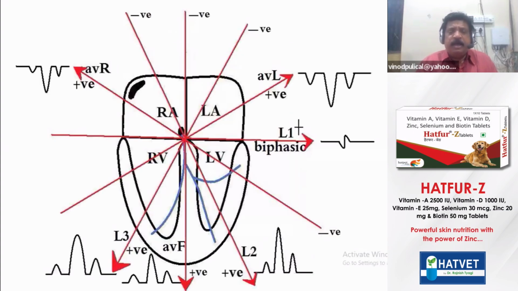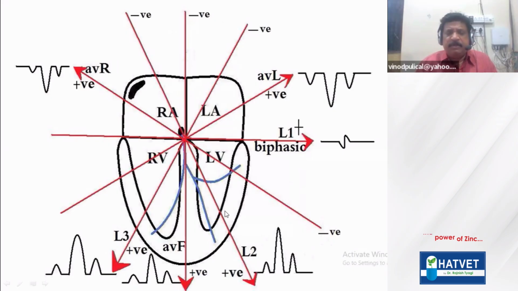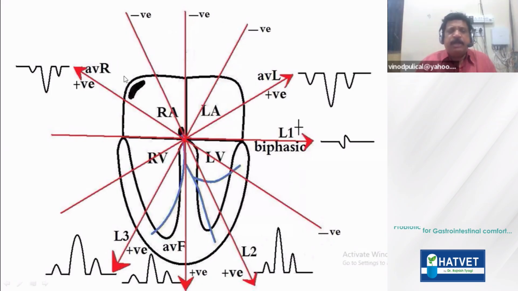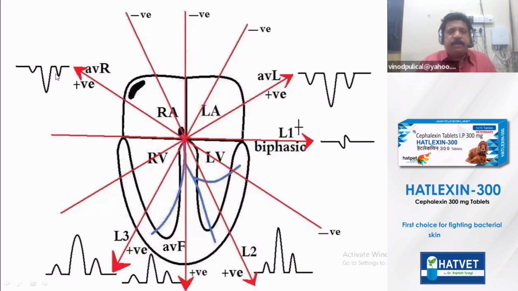These are positive waves. You can see the L2. L2 is looking at the heart almost through the long axis. The AVF also, long axis. You can see the positive waves. L3 also you can see the positive wave. But look at the AVR. In AVR you can see the P wave, PQ, R wave, S wave, etc. Everything is negative waves.